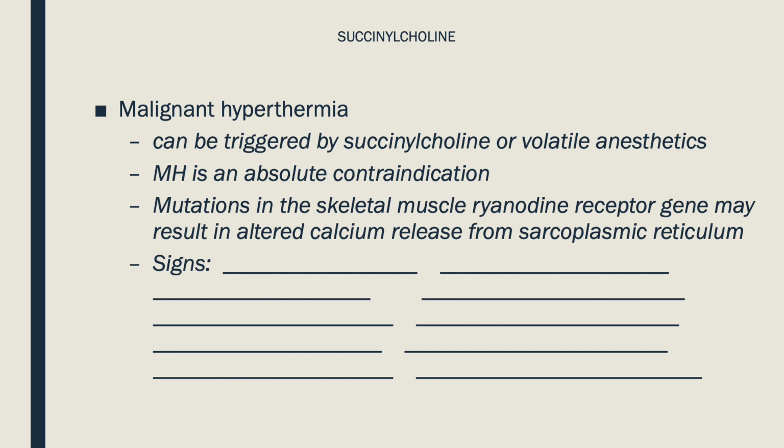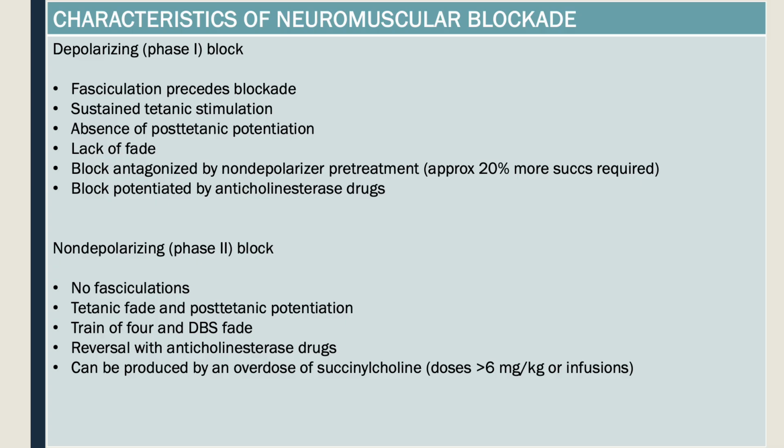And if you decide to go that route, you have to go all the way. You have to give your dantrolene, and if you haven't had some resolution of symptoms, it's probably not MH. Okay, so now let's talk a little bit about a depolarizing and a non-depolarizing block. Neuromuscular blockade is categorized into depolarizing and non-depolarizing, and they each have some distinct characteristics.